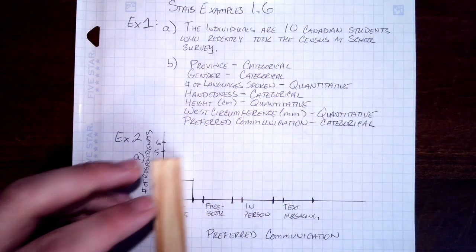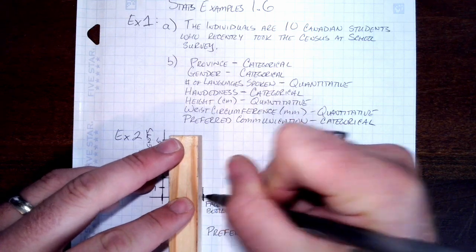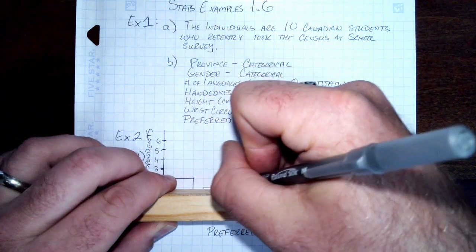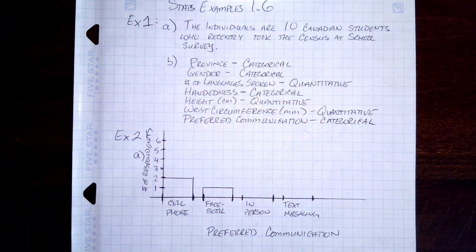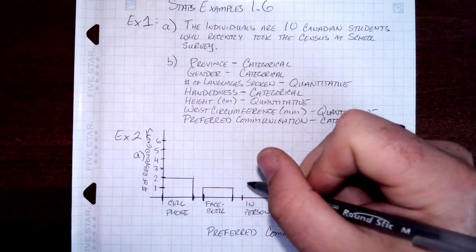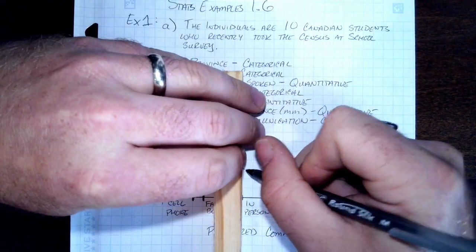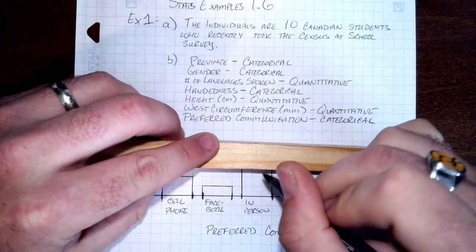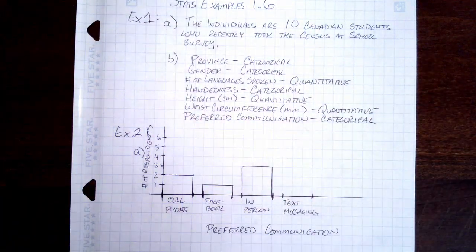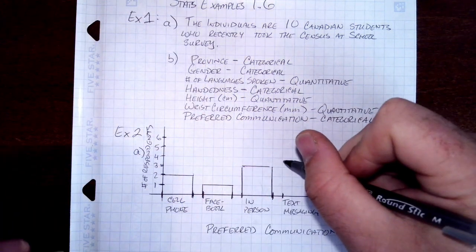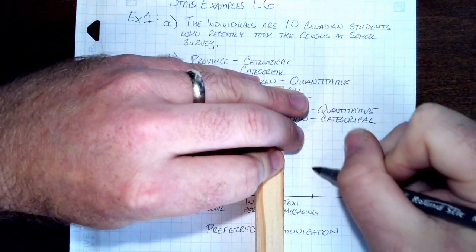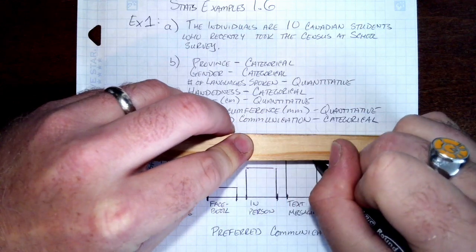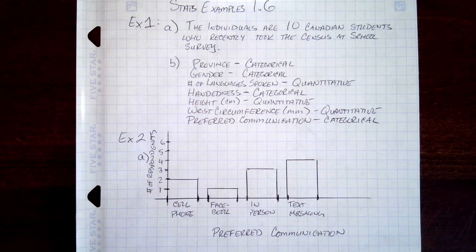Facebook, only one person said that they preferred Facebook as their primary means of communication. In person was 1, 2, 3. And finally, text messaging, 4 people preferred that as their best method of communication. So that is the graph that I made.